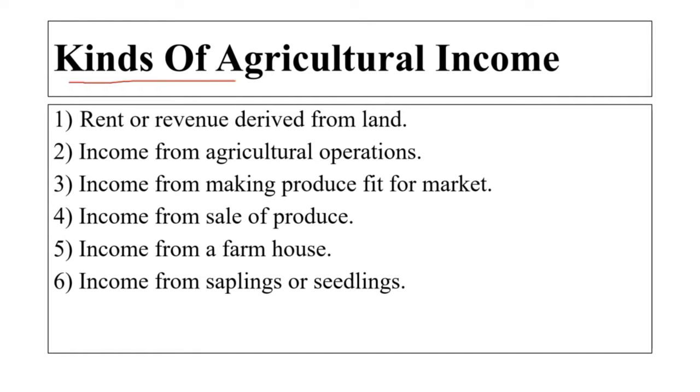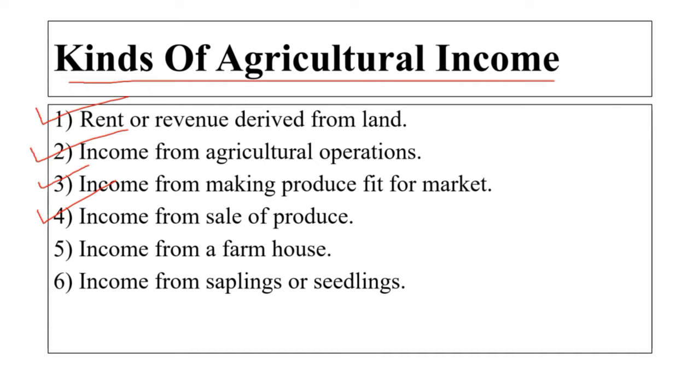Then the kinds of agriculture income. First one is rent or revenue derived from the land. Second one is income from agriculture operation. Whatever we are doing on agriculture land, from that we get some income, so it is called income from agriculture operation. Then income from making the product fit for the market. Then income from the sale of the product. Whatever we are producing, we sell in a market and from that we get income, so it is called income from the sale of the product.